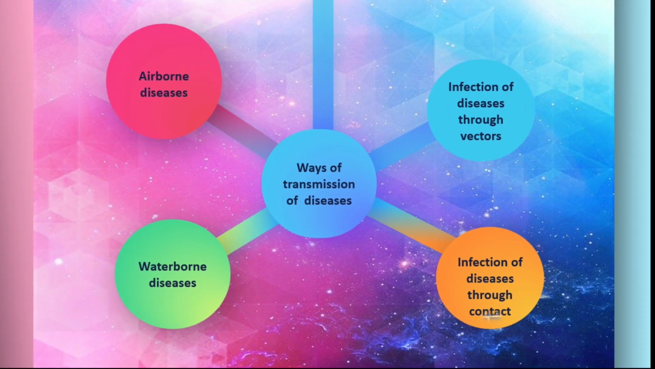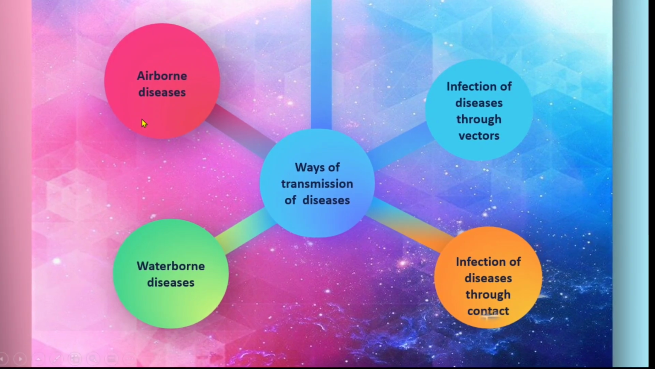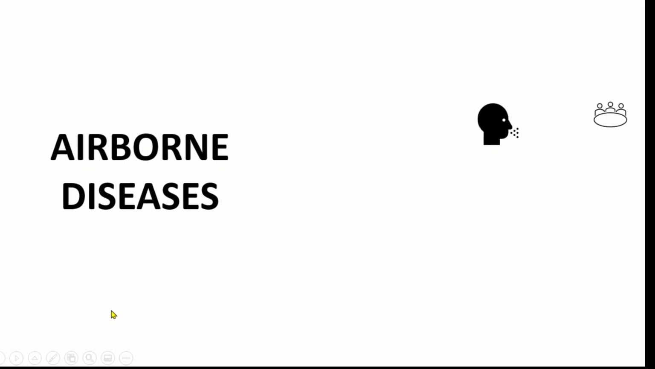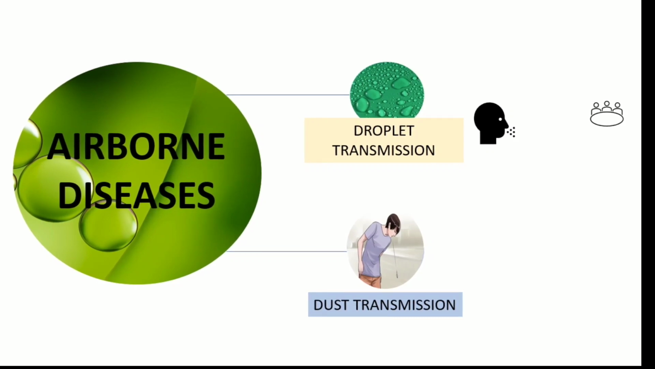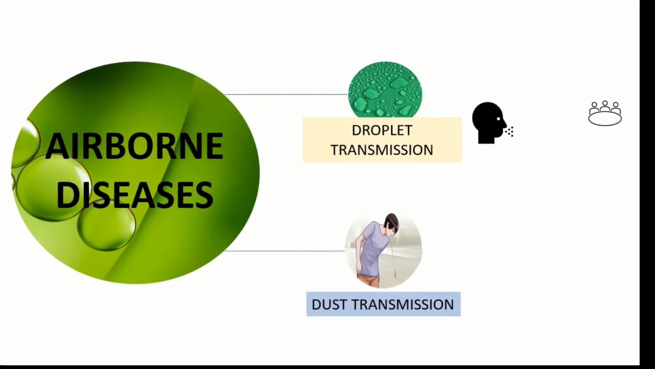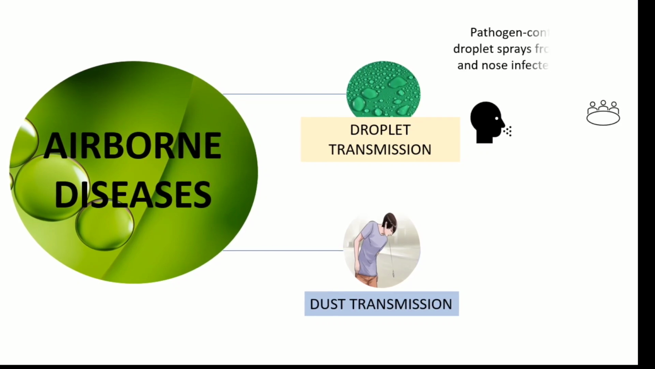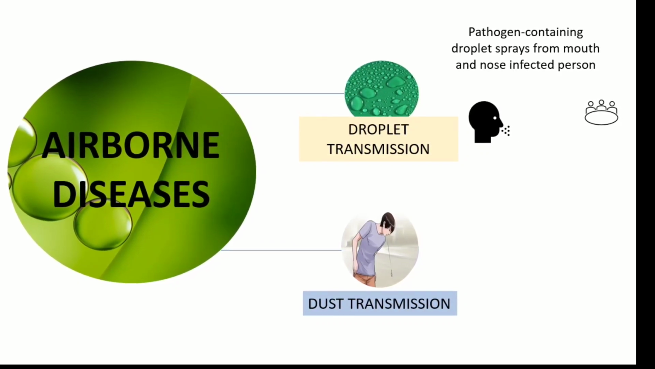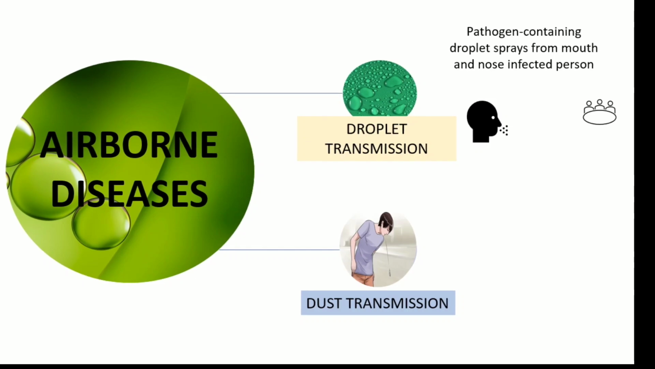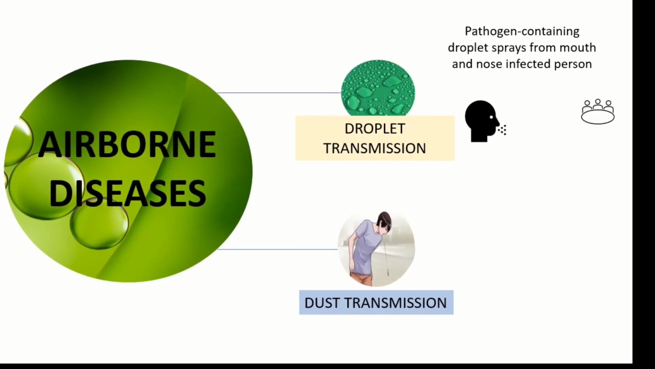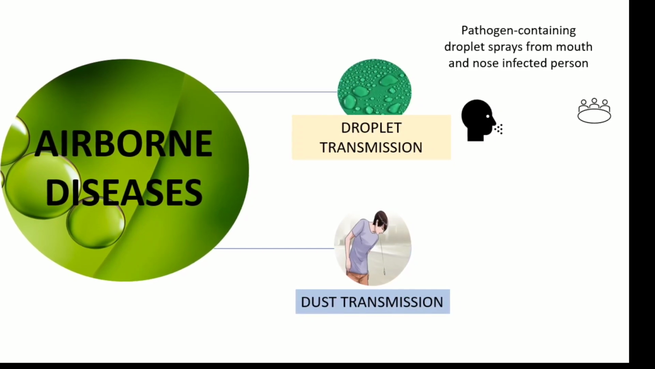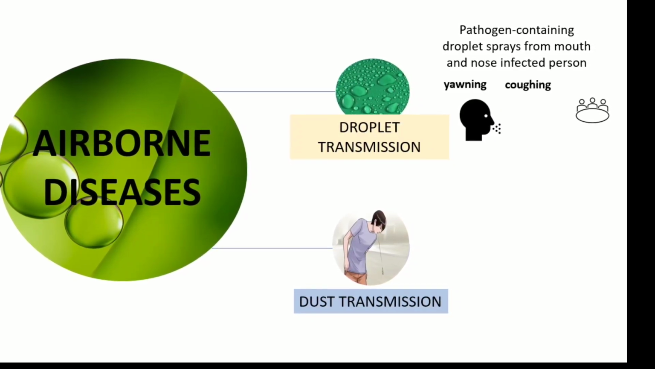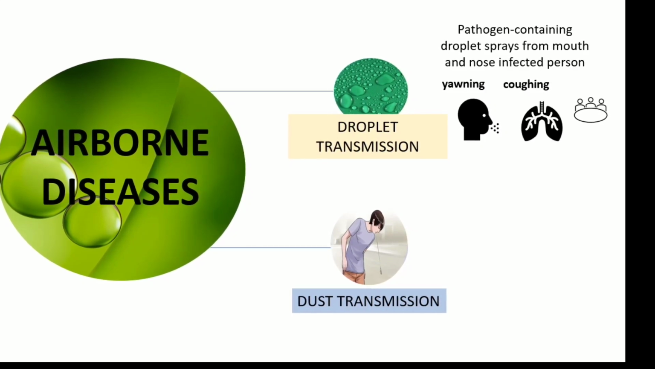So, now let me discuss the ways of transmission of the diseases. The first one, we are going to discuss the airborne disease. Airborne disease ini maksudnya penyakit yang dibawa oleh udara. So there are two types of airborne diseases. It can be transmitted through droplet transmission and also dust transmission. For the droplet transmission, dalam bentuk droplet iaitu titisan air, the pathogen-containing droplets spray from the mouth and nose of the infected person through sneezing, yawning, coughing, talking and breathing.